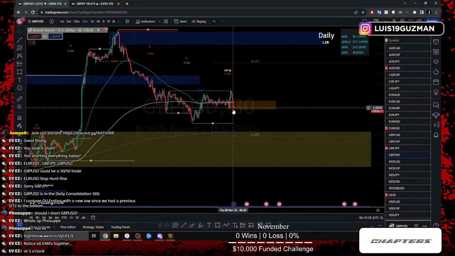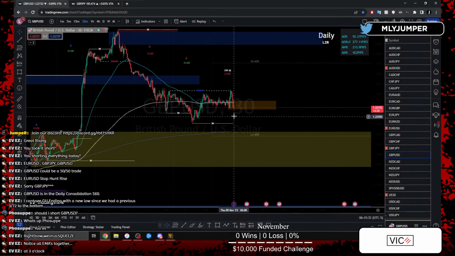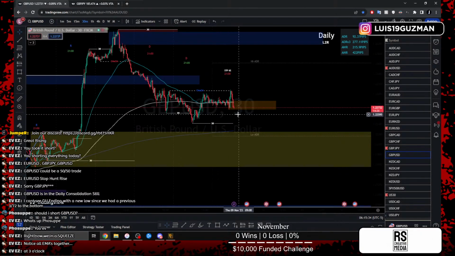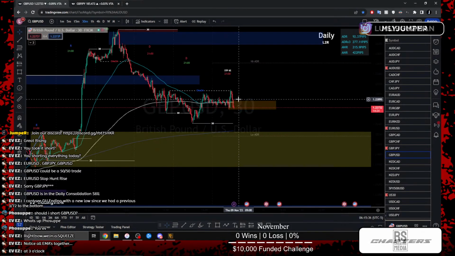So with that being said, still waiting. This 30-minute candle is gonna tell us a lot. If it breaks below, then we know it's gonna go down. If it stays in the same spot, then we still gotta wait. If it continues to go up, then we know it's gonna go up.